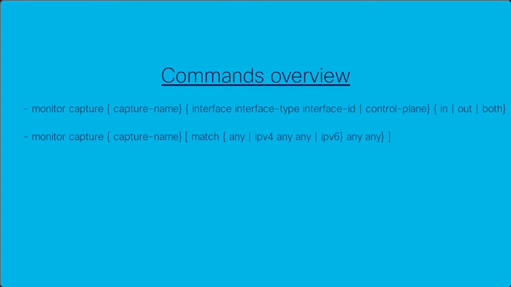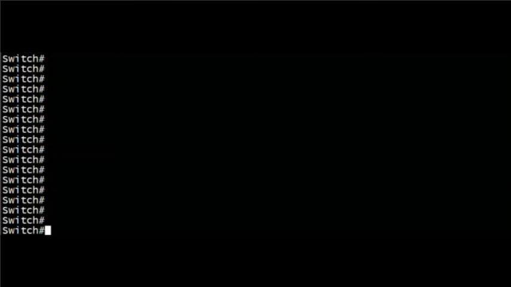Here are the necessary commands overview to set an EPC capture. Now, let's move on to configuring an EPC on the Catalyst switch. We'll use some commands in the CLI to achieve this. Let's take a closer look at this command.